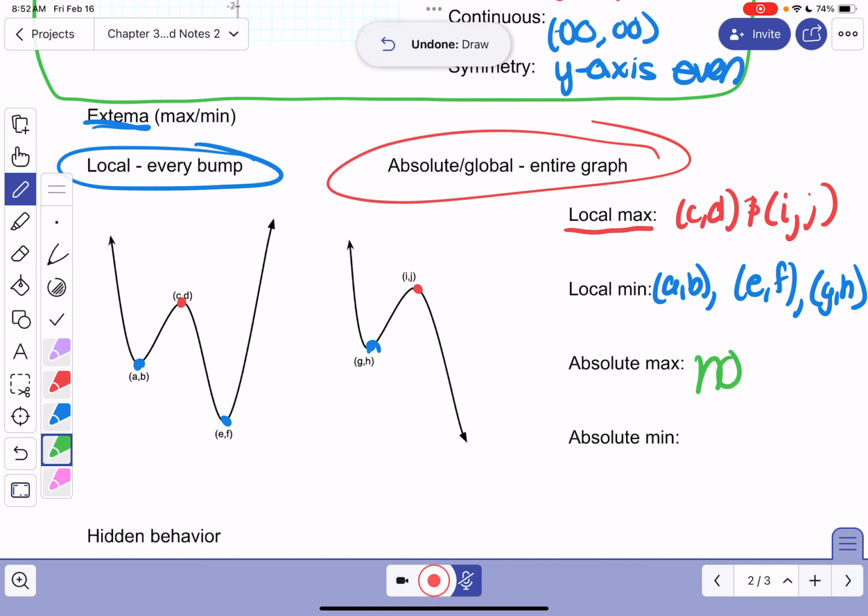Now let's look at our minimums. On this graph, it goes down forever, so there's a point lower. But on this graph, it's never below EF. So because both ends go up, EF is also considered an absolute minimum because there's no point lower.